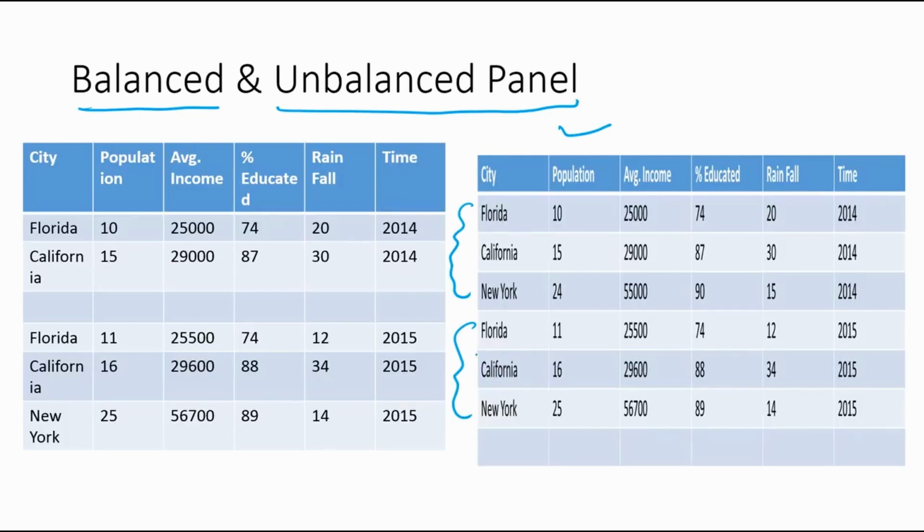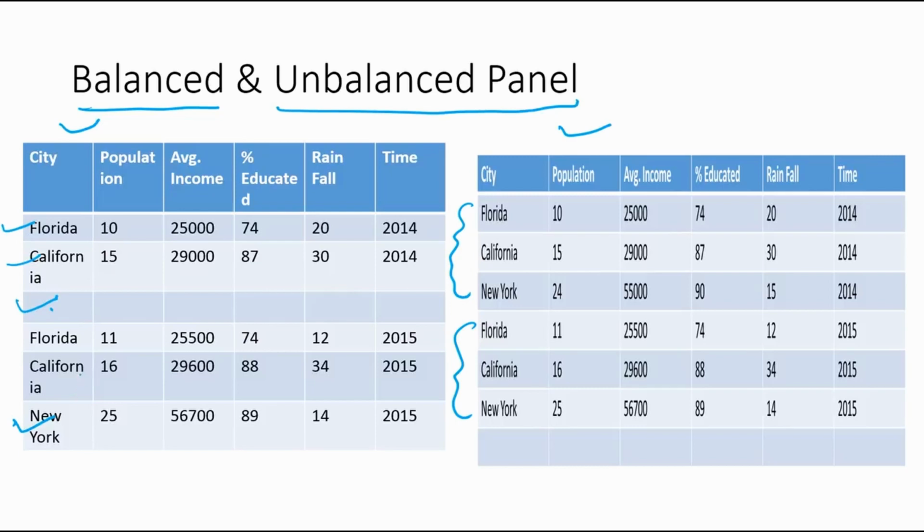But what if we miss out on at least one of them? That becomes unbalanced panel data. If you look at the left hand side of the data, you see that we have got data for Florida, California, but the data for New York is missing. Whereas we have got the data for New York for 2015, but for 2014, the data for New York is missing. So this is called unbalanced, where you have different cross sections. It's not the same set of cross sections which are getting repeated for the next year. It is a different set of cross sections for the next year.